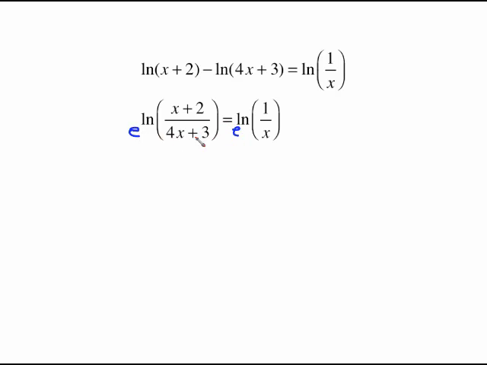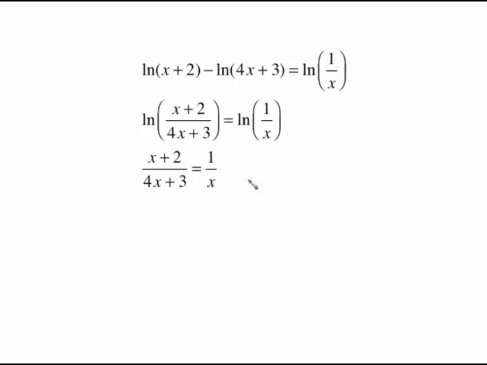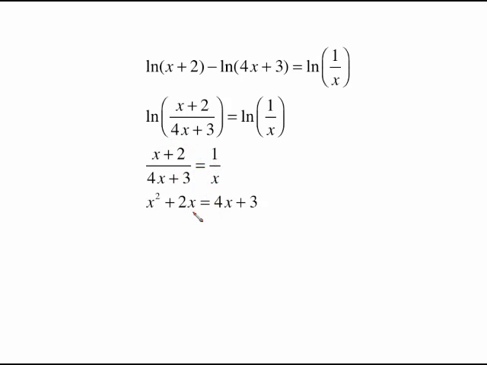I can think of this e to the, so that goes away, and all you're looking at is that right there, which is a basic proportion that I got rid of the parentheses. To solve this proportion, I'm just going to cross multiply. So if I do this, x times x plus 2 has got to be distributed, and then of course 4x plus 3 times 1 is just 4x plus 3. So that's what our next thing says.